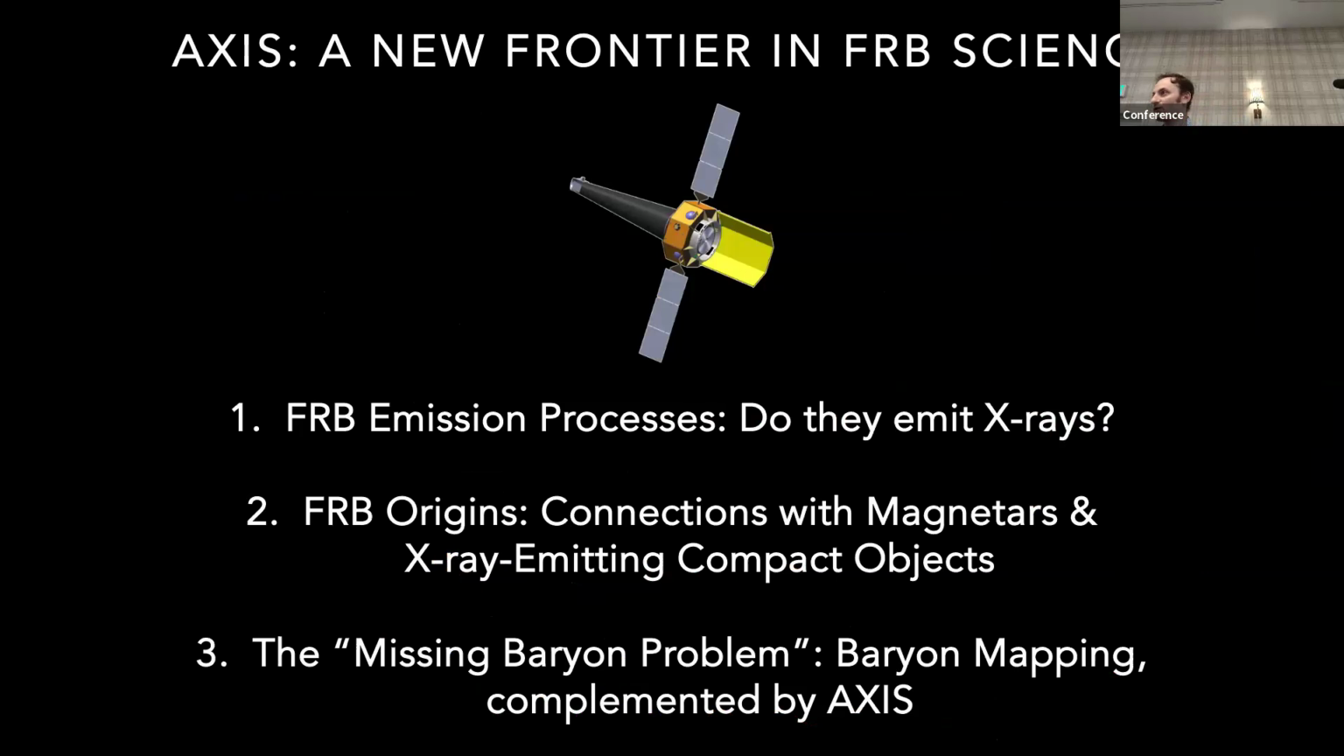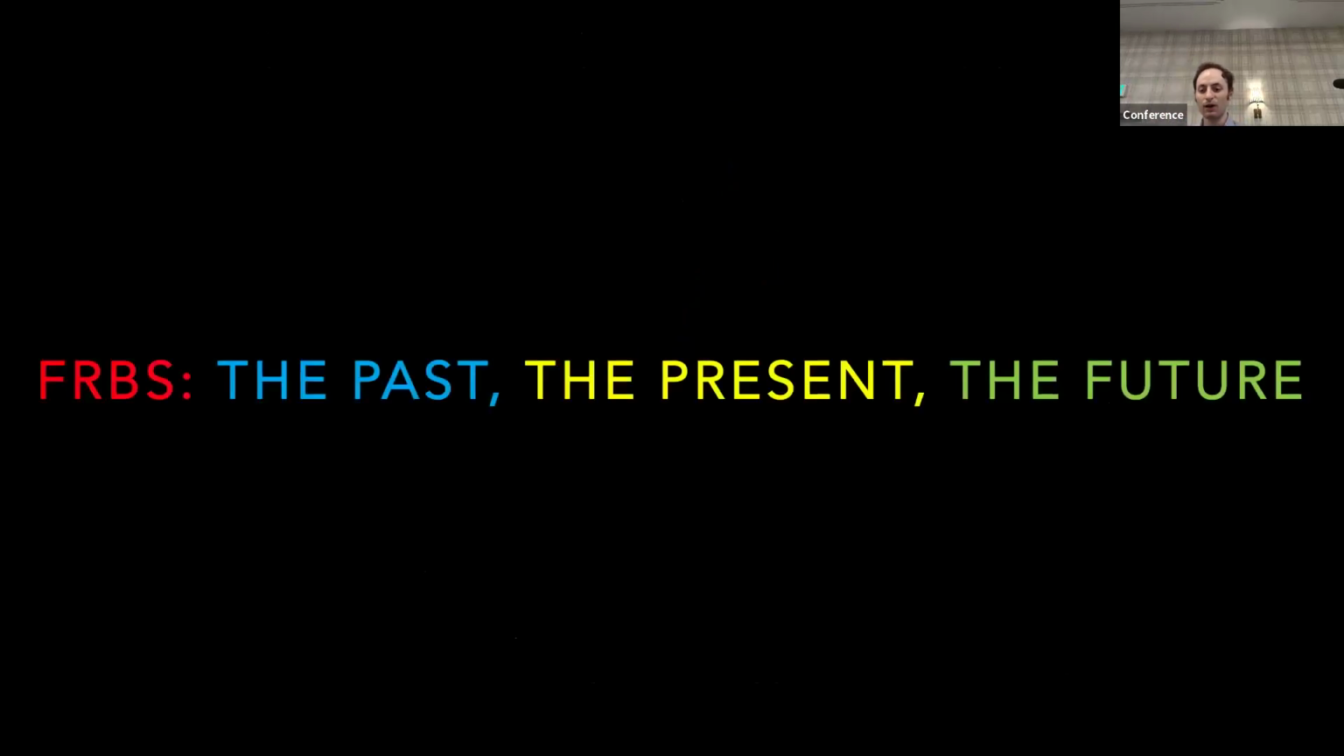Because these objects are extremely energetic. And we also want to understand what type of objects these things are. There seems to be some connection to magnetars, at least for a fraction of the population. And I'll switch gears a little bit towards the end about what can be done as we move into this era of many tens of thousands of FRBs and start pivoting towards doing cosmology with them and using them as cosmological probes, trying to look at the distribution of baryons on large scales and how that can be complemented by AXIS.